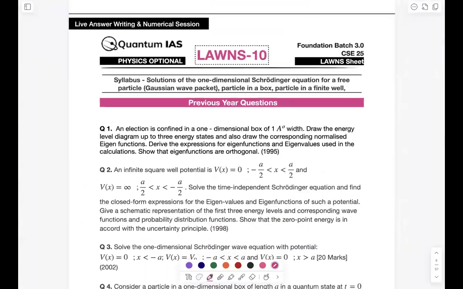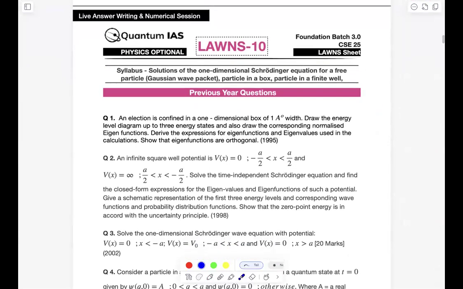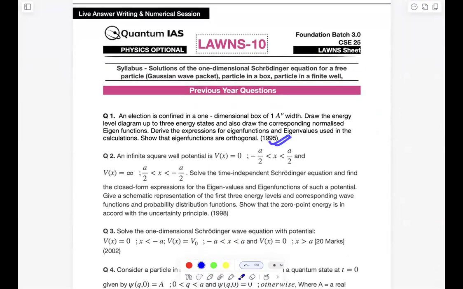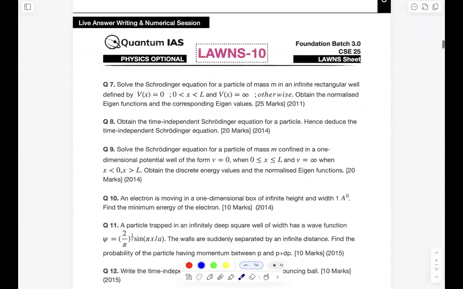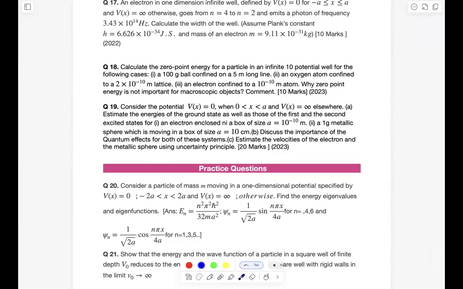This is how a LAWN looks. Every LAWN will have the syllabus, and I will notify the syllabus earlier, for the week, on a group. The questions are from 1995. I have not found any question from 1990 to 1995 which is relevant to solve, so I have skipped that. So from 1995 till 2023, which is last year.